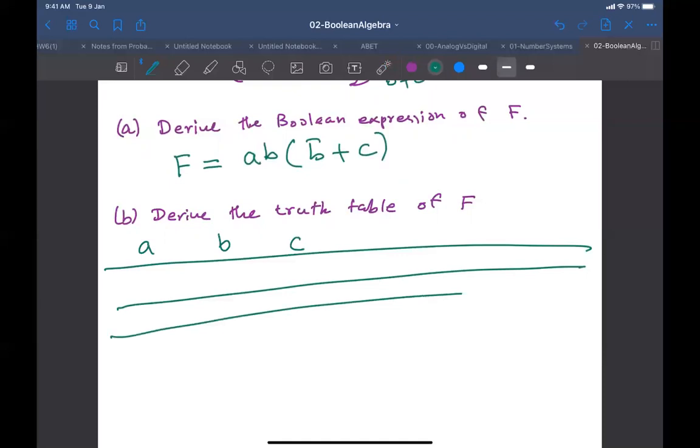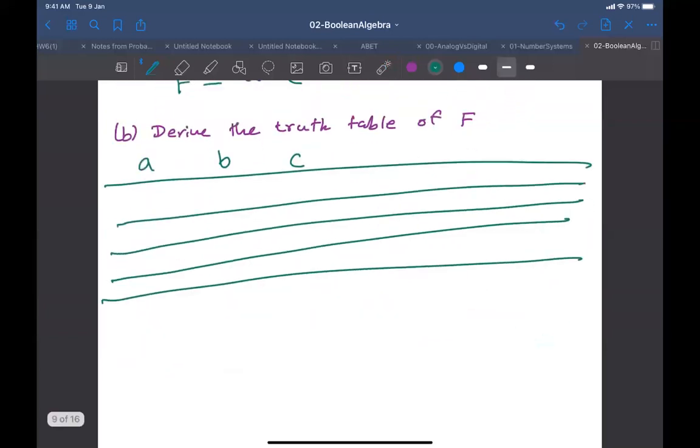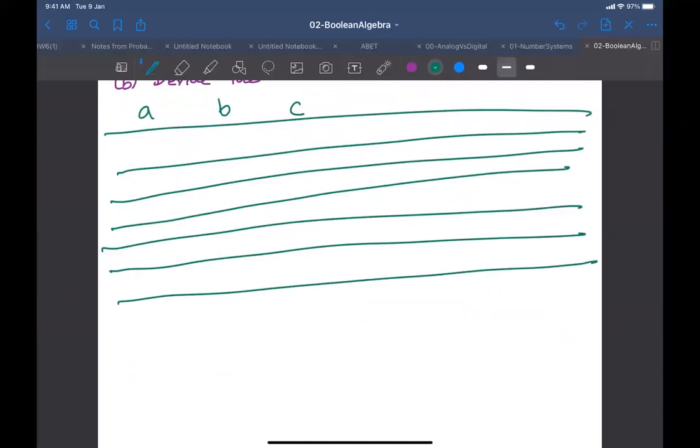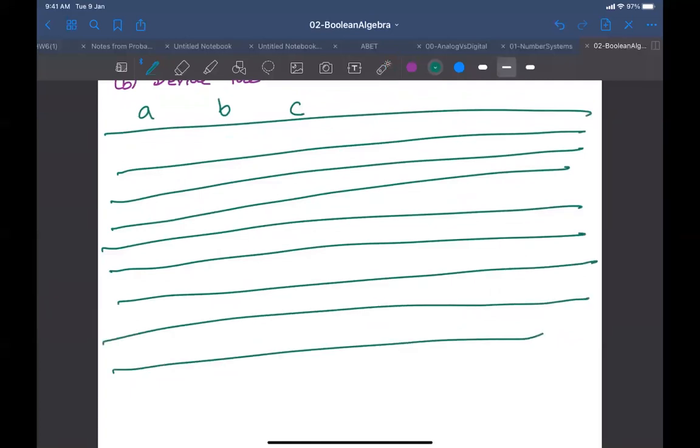Okay, so let me just draw some separators. So again, for the least significant variable, we say 0, 1, 0, 1, 0, 1, 0, 1. And then we double the number of zeros and ones in the B: 0, 0, 1, 1, 0, 0, 1, 1. And then double for the A: 0, 0, 0, 0, and then 1, 1, 1, 1.